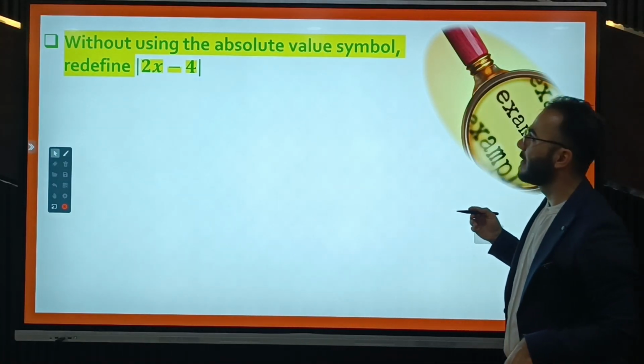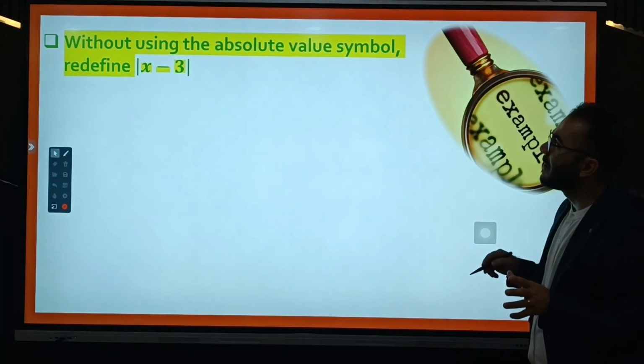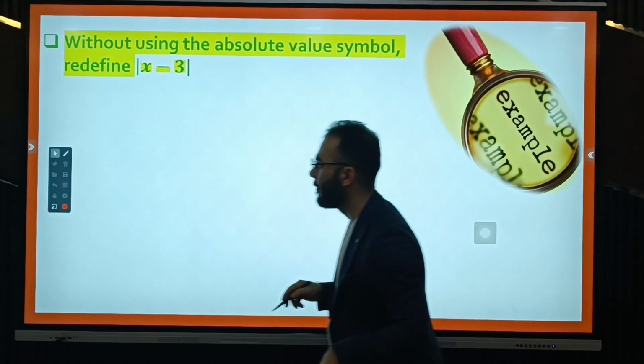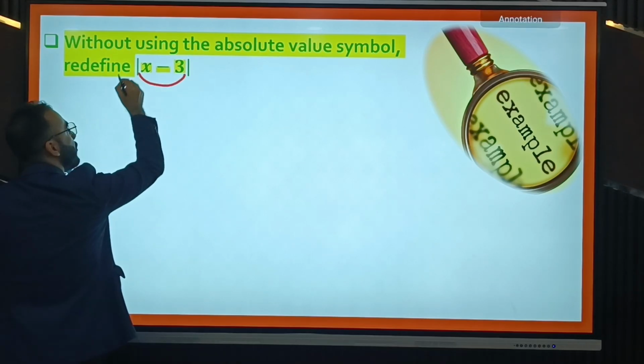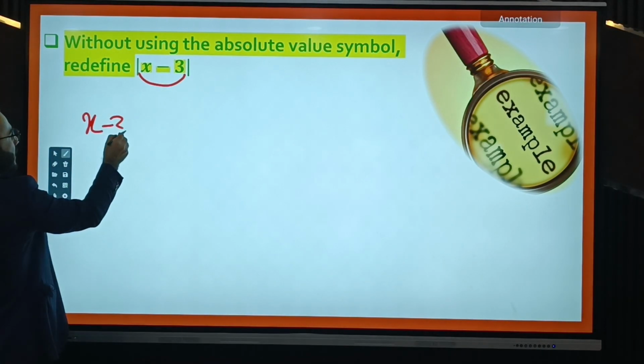So the next slide is again a question. Without using the absolute value symbol, redefine the absolute value of x minus 3. So let's just do it. What do we have inside our absolute value? Perfect, x minus 3. So make this x minus 3 equal to 0.